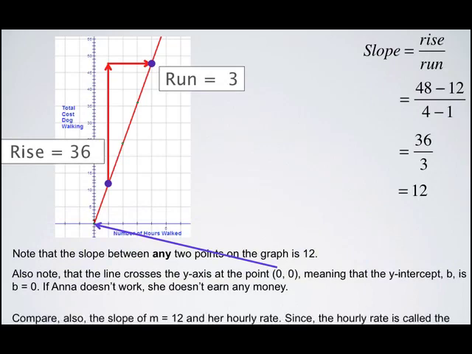Compare also the slope of 12 and her hourly rate. Also add to the comparison the first differences. Notice how all of these are the same number. Since the hourly rate is called the rate of change, the slope and the first differences will represent this rate of change.